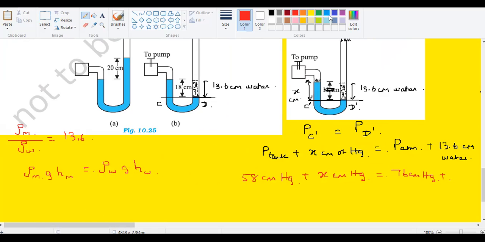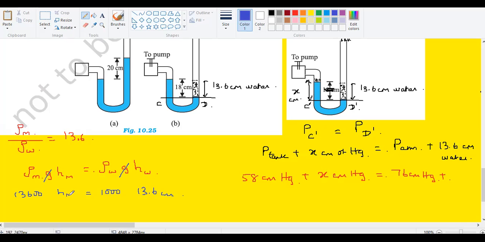Let me say I want to calculate the equivalent height of mercury for a given water column. G cancels, and the height of water is 13.6 centimeter. Rho of water is 1000. Rho of mercury is 13,600.